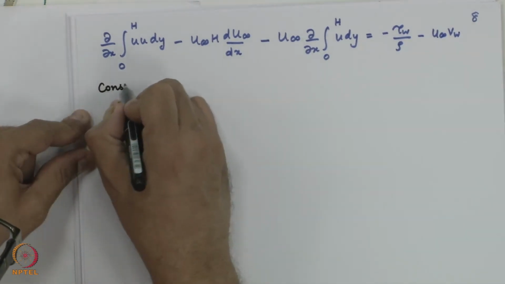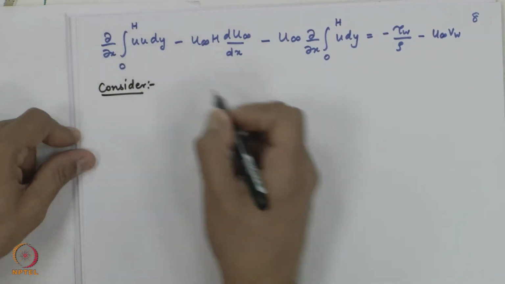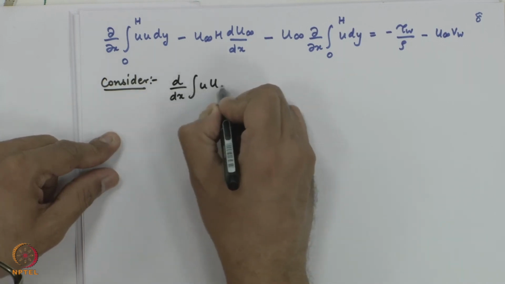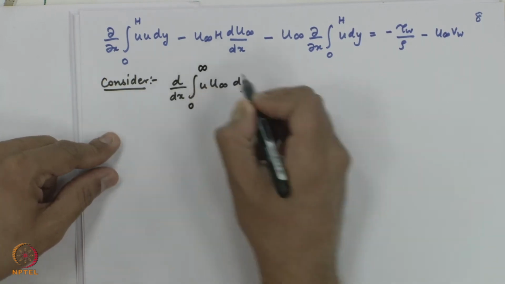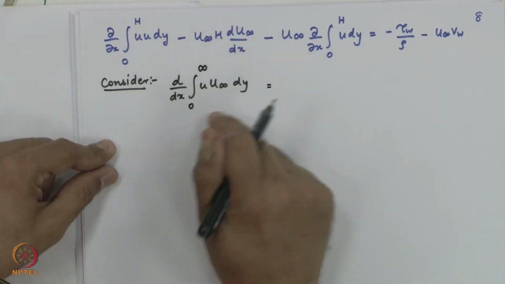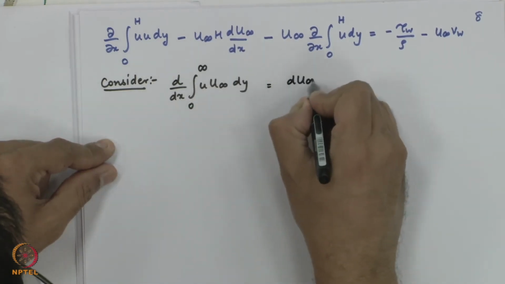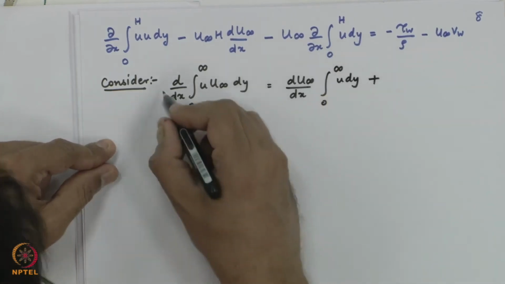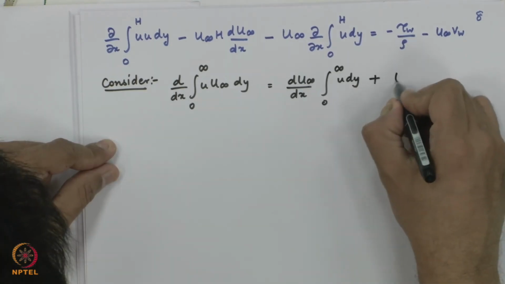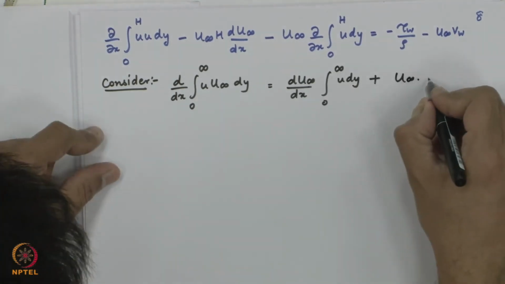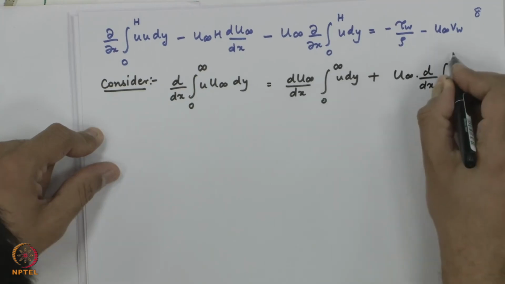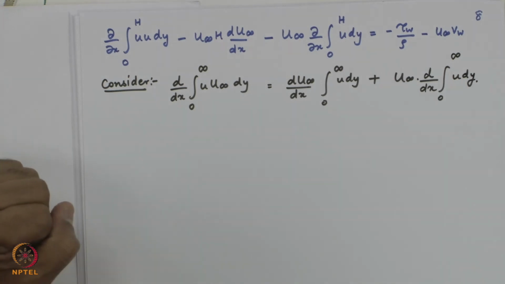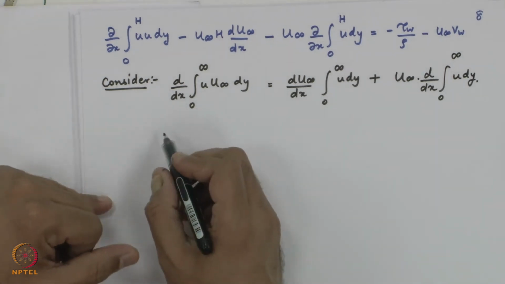These manipulations would have been done by people over time. So, I am just going to write, consider d by dx of integral 0 to infinity u infinity u dy. This is nothing but differentiation by parts. So, you would get du infinity by dx integral 0 to infinity u dy plus u infinity comes out as it is, d by dx of integral 0 to infinity u dy, right. So, this is what is going to be used.